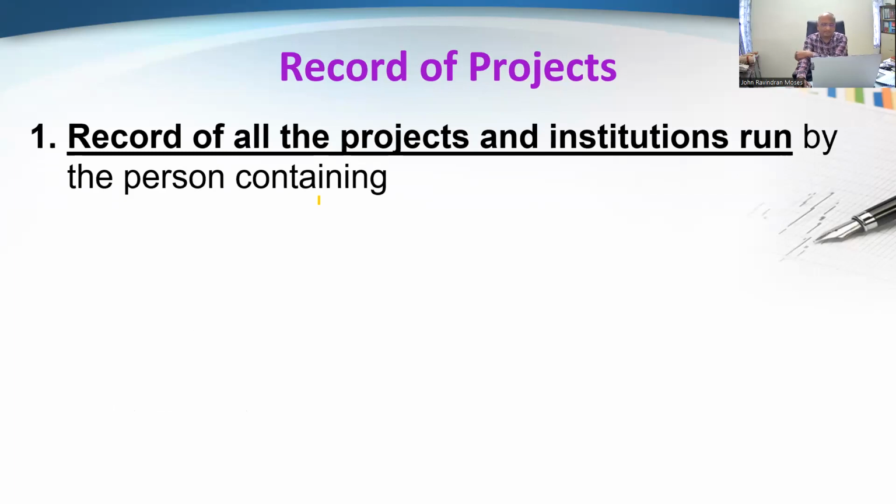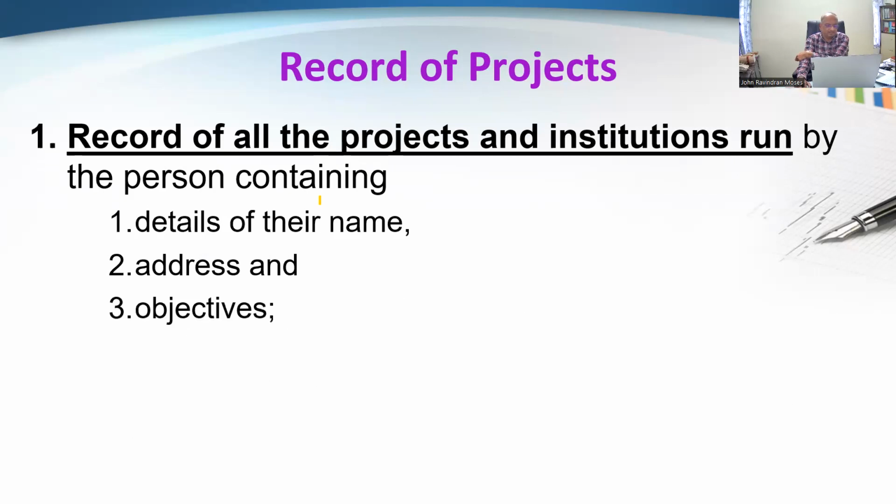The next register that we need to maintain is the record of projects. You don't need to give much information here. All you need to do is give the various projects and institutions run by the trust. When I use the word trust, I mean all forms of charitable or religious organization. The word trust includes society, company, a university or institution that comes into existence by way of a law, either central or state, or any other institution.